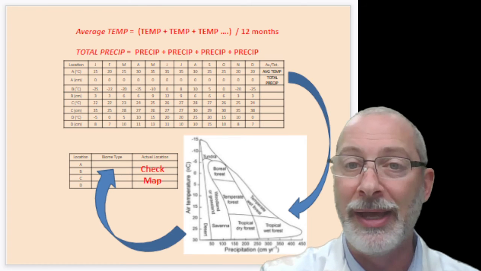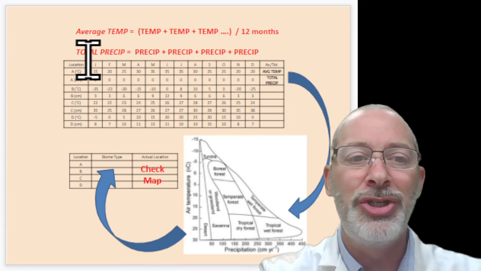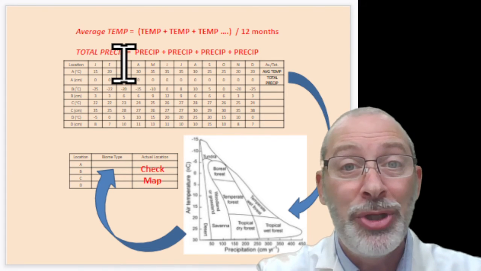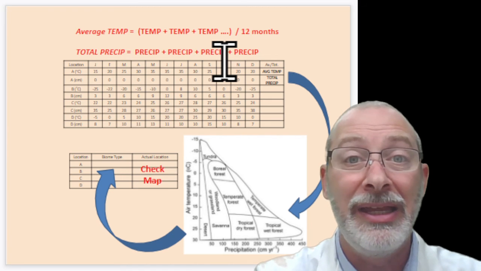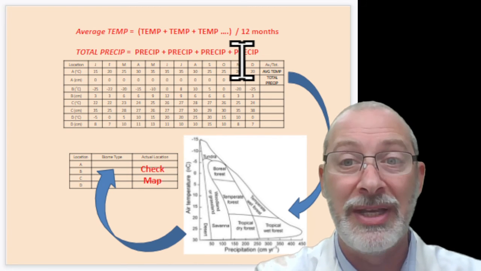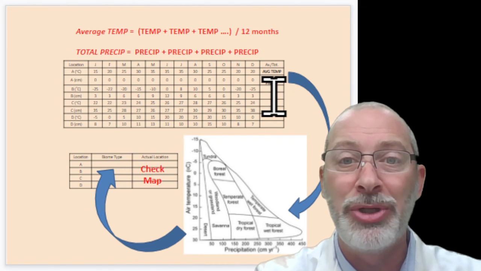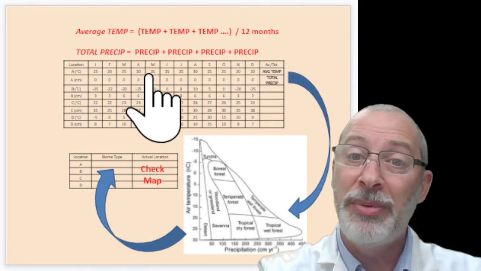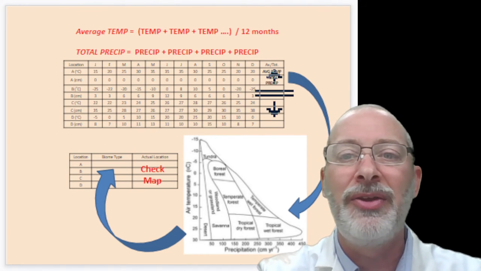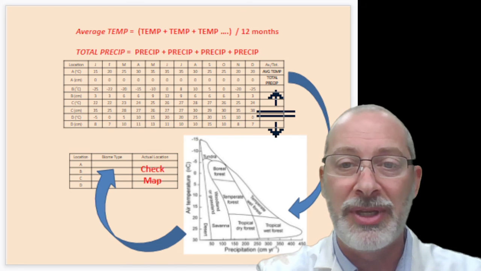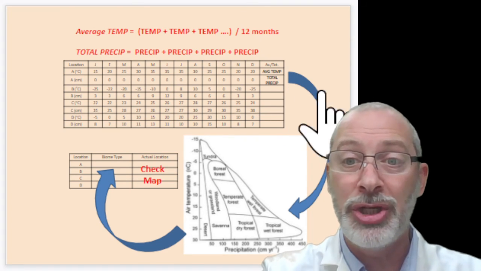Just a quick tip to remember here, and I've written it again on the top of the page. The average temperature, you have to add all of your temperatures together, hit equals, divide by 12, because that's how many months there are in a year, and write that down for average temperature. But the total precipitation, you're just adding all of the precipitation together, hit equals, and that's your total precipitation. Again, that gives you two numbers for each location.